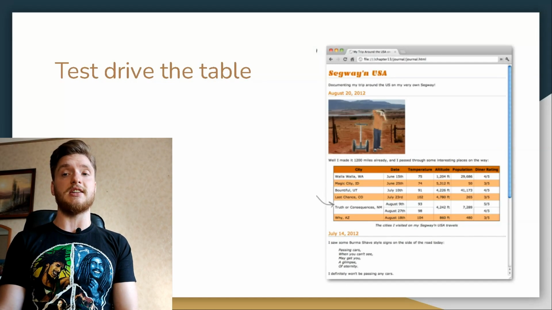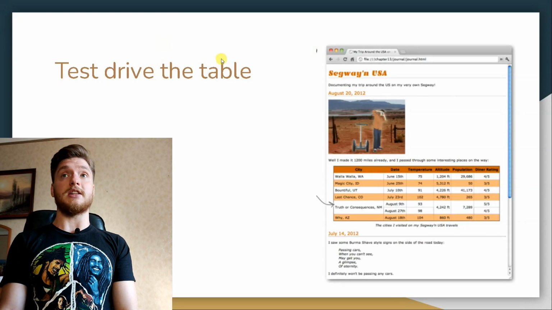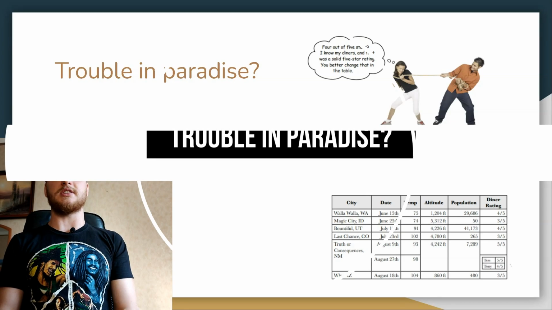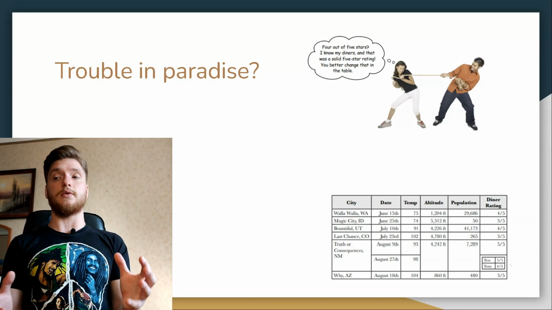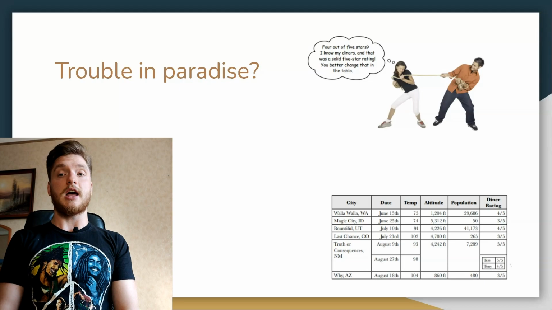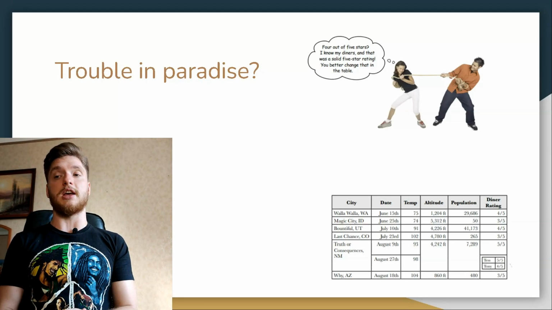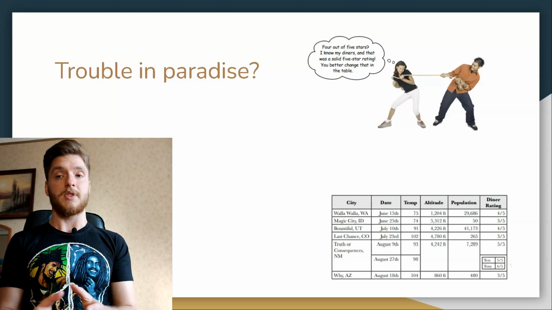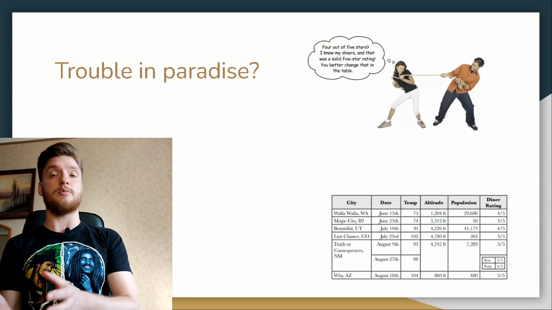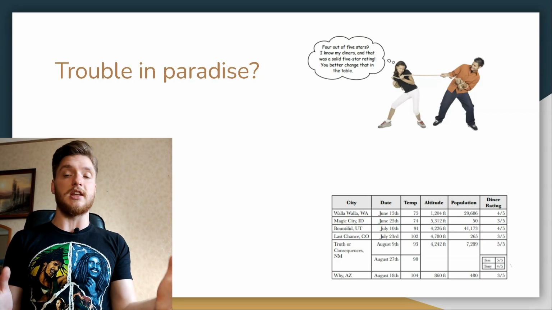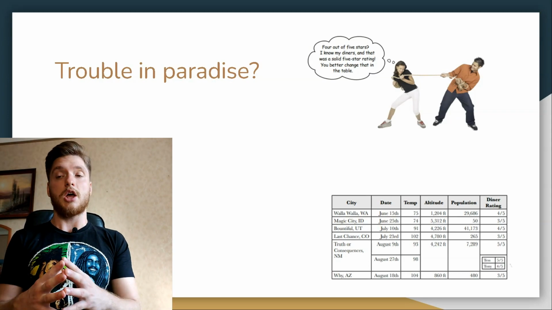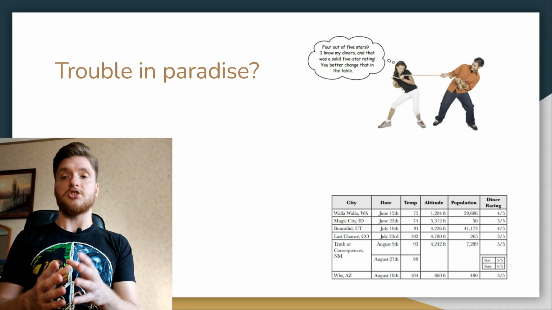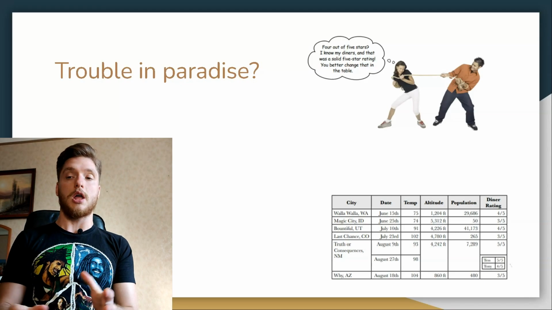Four out of five stars? I know my dinners, and that was a solid five stars rating. You better change that in the table. Trouble in paradise. It looks like we've got a disagreement on the dinner rating for August 27th, and while we could ask Tony and Tess to come to a consensus, why should we? We've got tables and we should be able to get another rating in there. But how? We don't really want to add yet another entry just for Tess's review.